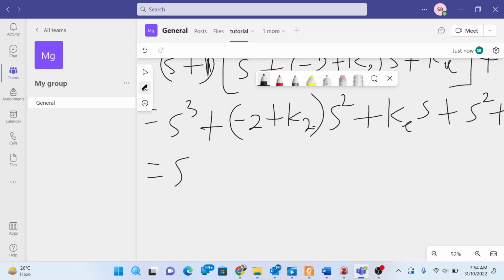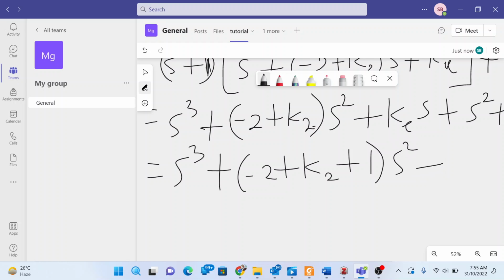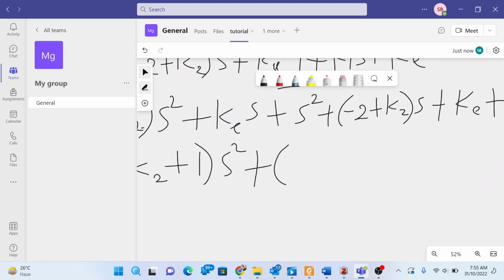So s cubed, standing alone, does not have pairs. Then this minus 2, plus this, it also has an s squared down the line, that is plus s squared. If we add those, if we bring them together, we're going to get minus 2 plus k2 plus 1, s squared, plus the ones with degree s. So we also need to put them together.